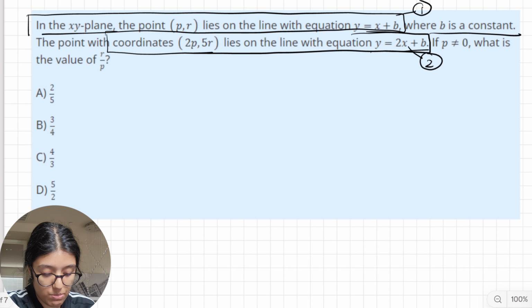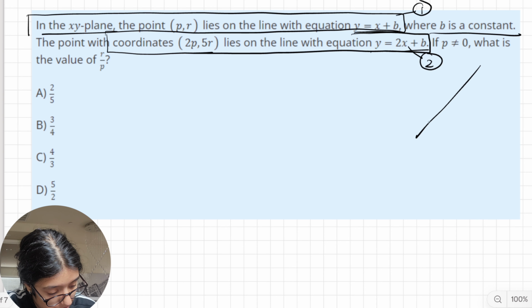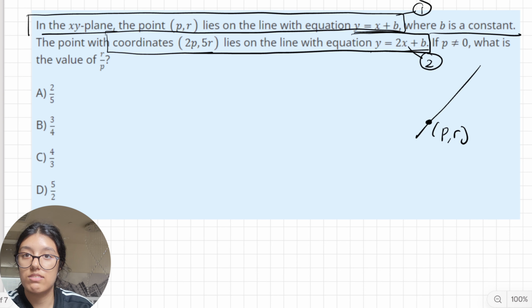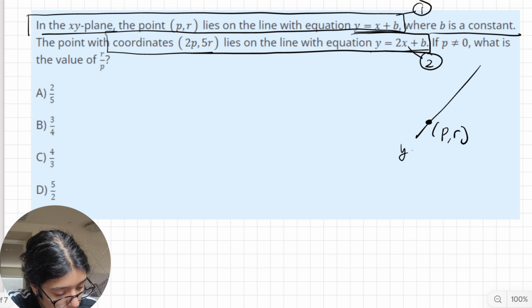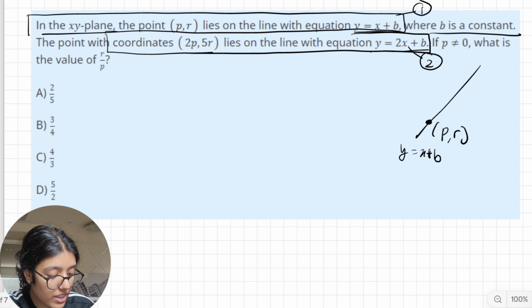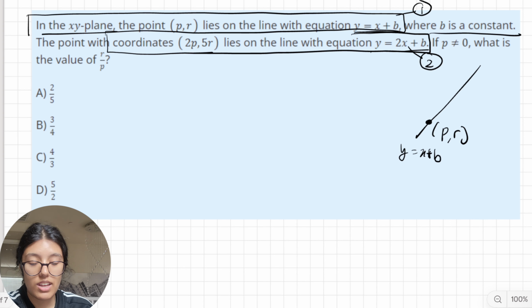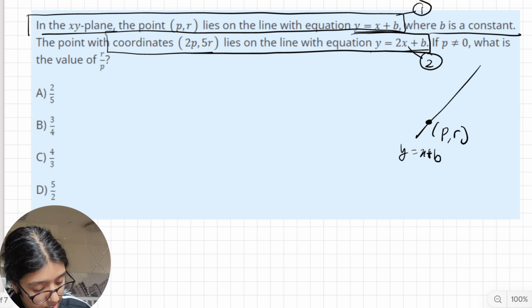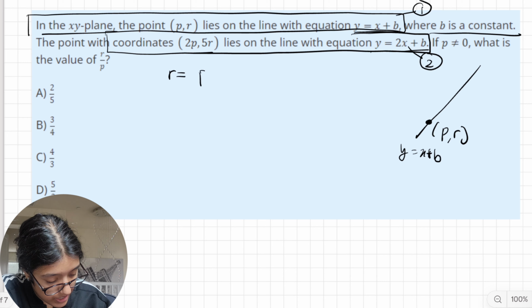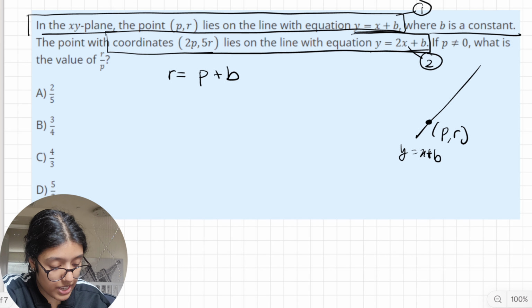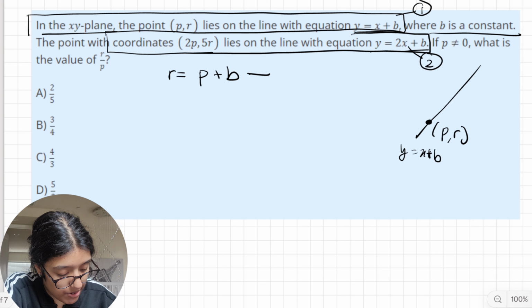In the xy plane, the point (p, r) lies on the line with the equation y equals x plus b. So we have a line and a point, (p, r), and this line is y equals x plus b. If a point lies on a line, it means that point satisfies that equation, meaning the left-hand side and the right-hand side are equal to each other when you replace the values of x and y. So we can say that r equals p plus b, because I just replaced x with p and y with r. So that is our first equation.